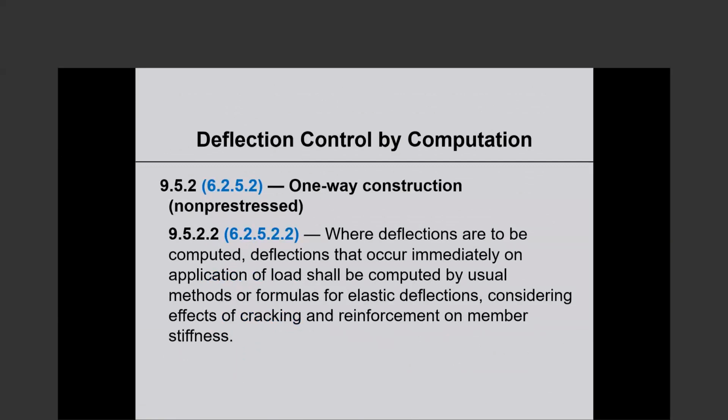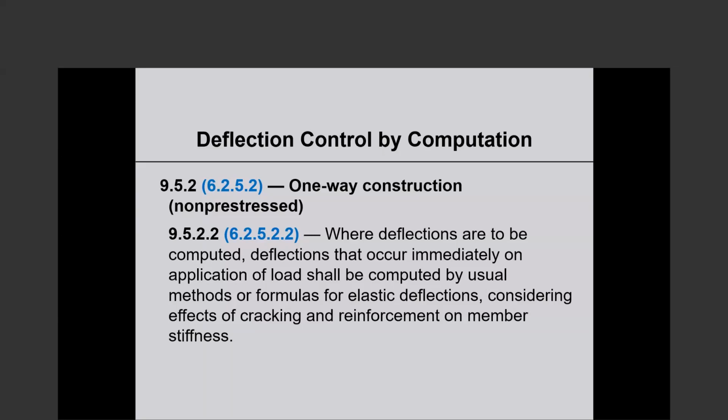There is also deflection control by computation. So if you are unable or unwilling to provide the minimum depth required by ACI 318, you can go with thinner members, shallower members, provided you can do deflection computation and show that the computed deflections are within tolerable limits. This is far from exact, what we do.